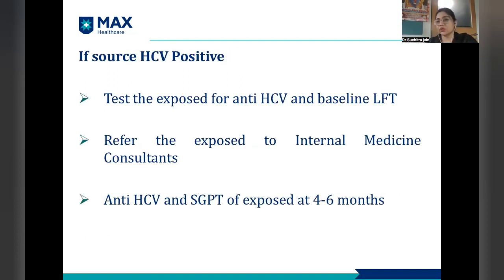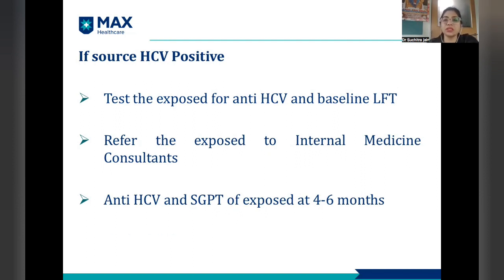So test the exposed person for anti-HCV and baseline LFT. Again, this is done at 0, 6, 12 and 24 weeks. All the time we will be doing this test. And this is a very costly affair. So prevention is better than giving the follow-ups.